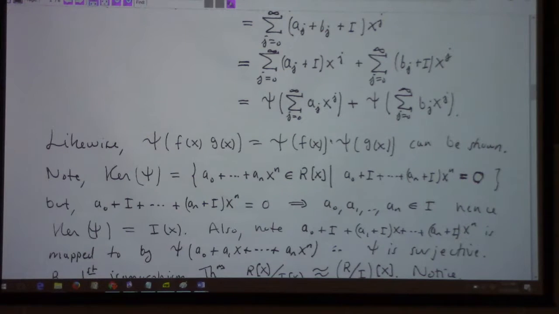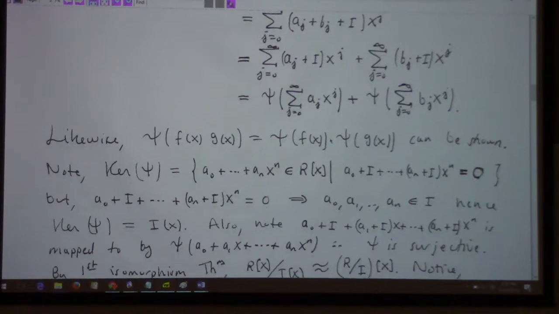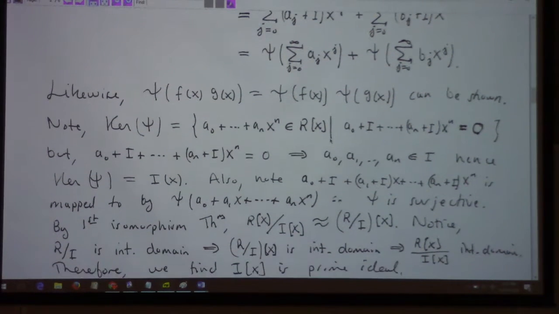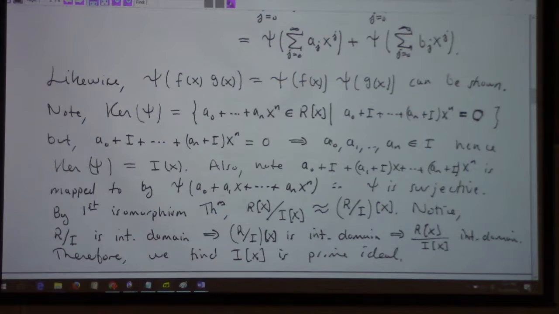Anything of this form is mapped to by that, which means that psi, of course, is surjective because it hits everything in (R mod I)[x]. So then we use the first isomorphism theorem of rings. And what does that give us? It gives us that R[x] mod I[x] is isomorphic to (R mod I)[x], because this is the image and that's the kernel of the psi mapping.